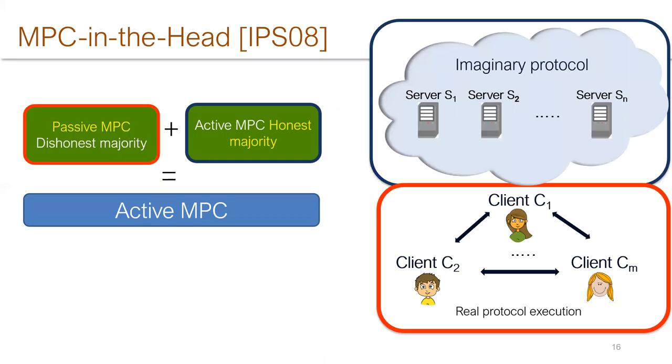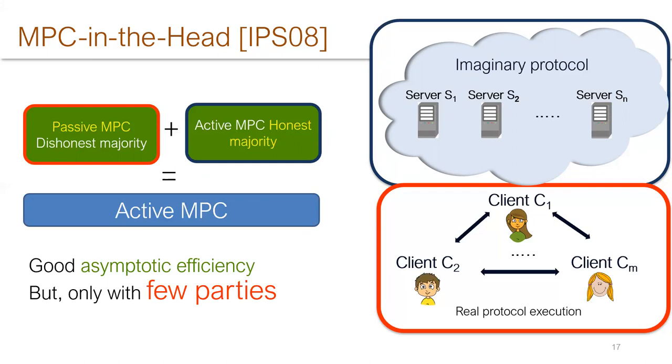It's easier to start by explaining the details of MPC in the head and the IPS compiler. This is a powerful technique that was introduced more than a decade ago, where the idea is that active MPC can be obtained by combining two simpler and much weaker components: passive MPC with dishonest majority, also denoted as the inner protocol, and active MPC with honest majority, also denoted as the outer protocol or the virtual protocol.